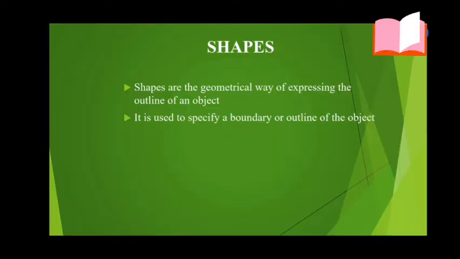Shapes. A shape is the geometrical way of expressing the outline of an object. For example, if I ask you how a ball looks, you'll say it is in a round shape or a circle shape. So, a shape is used to specify the boundary or the outline of an object.